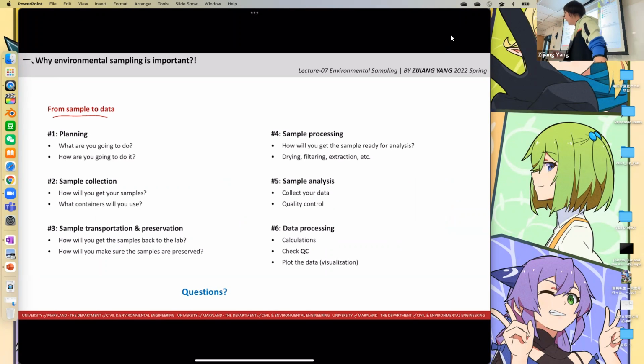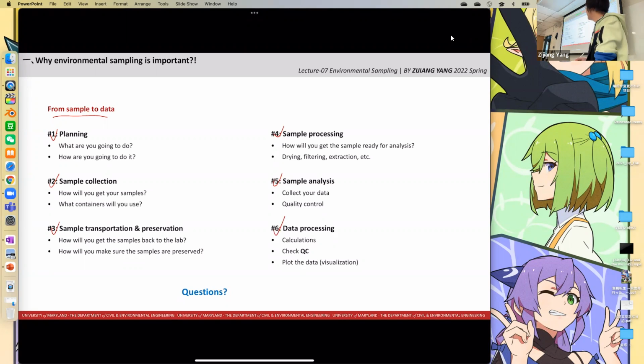If we want to get data from a sample, we mainly need to do these 6 steps. The first one is planning, which is about what we are going to do and how we can do that. The next one is sample collection. The next is sample transportation and preservation. Then we have sample processing, because for most samples, we cannot analyze them directly. We need to do some processing. Then we can send the sample to the instrument and do the analysis. And finally, we get the data.